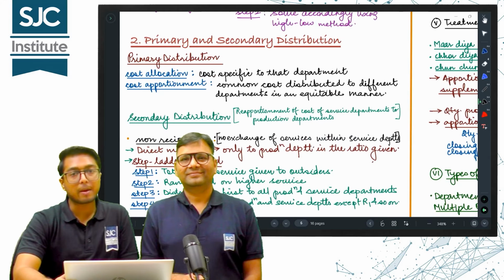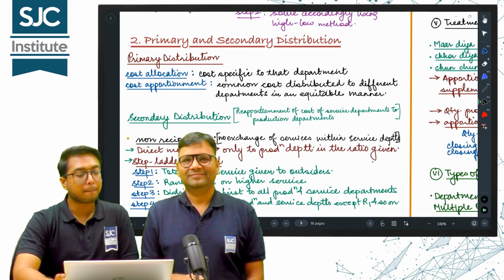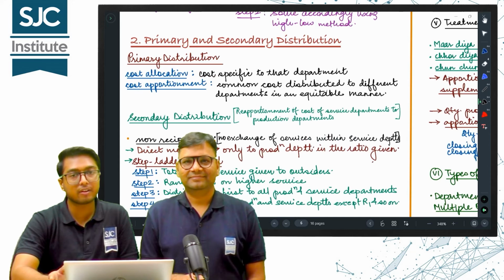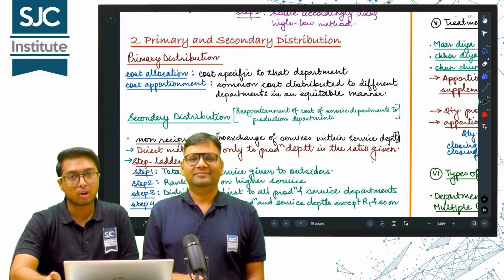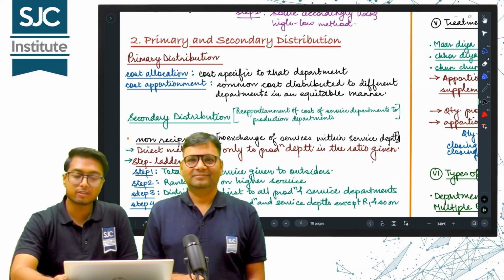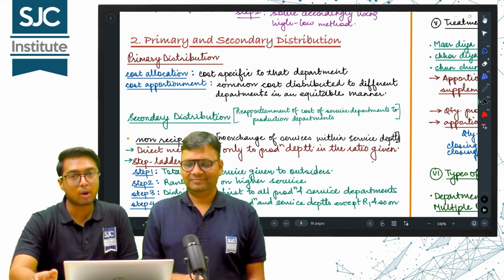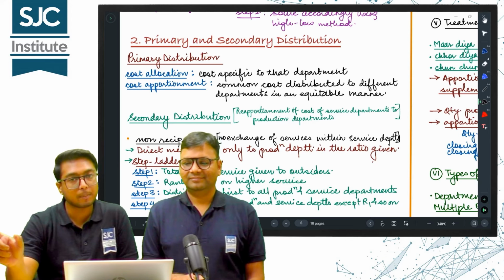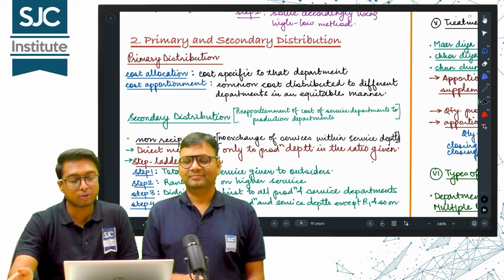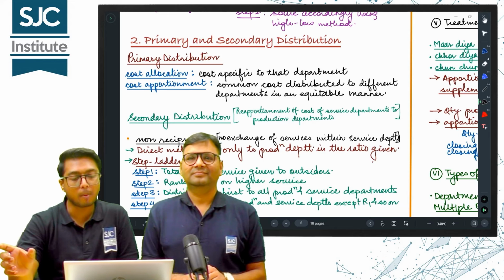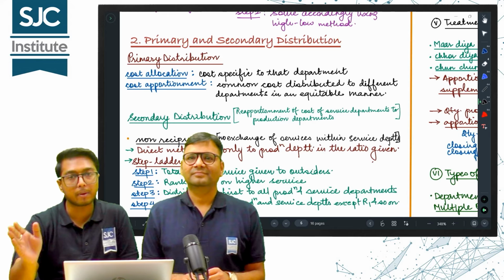Now moving on to primary and secondary distribution. Primary distribution. Under primary distribution, either we allocate or we apportion. What is cost allocation? We allocate the cost specific to that department only, whereas in apportionment, we distribute the common cost to different departments in an equitable manner.